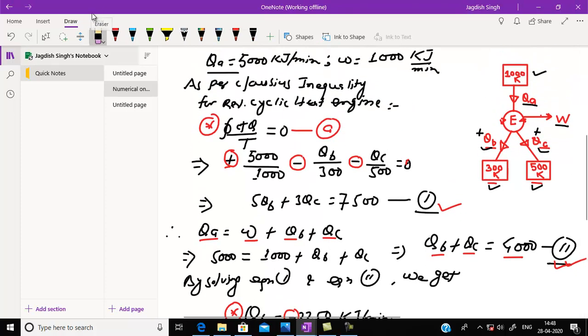So simply this is what we have to do. We have to change the direction of this one.